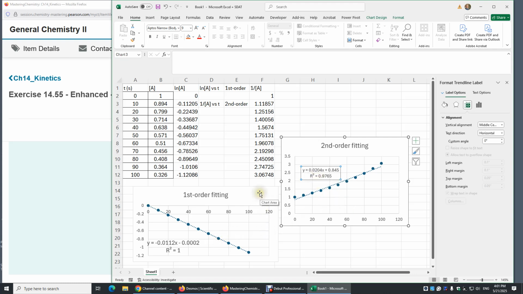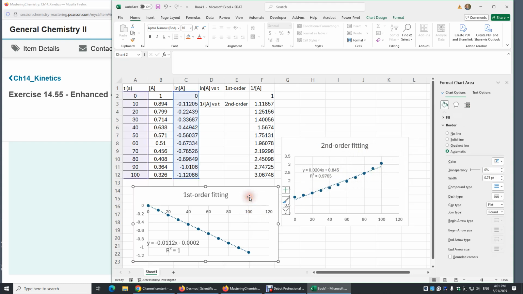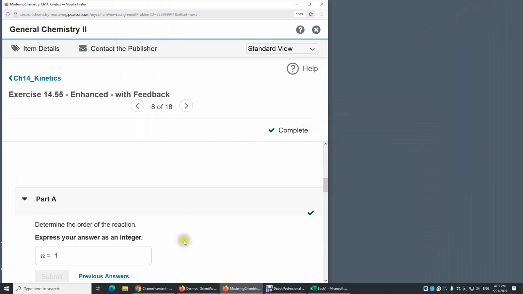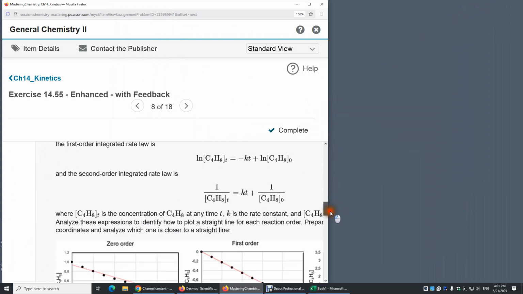So I would say this reaction is first order, not second order, because this is not quite as linear as this one. This one looks better. So now we're going to choose first order here. n equals 1, first order.